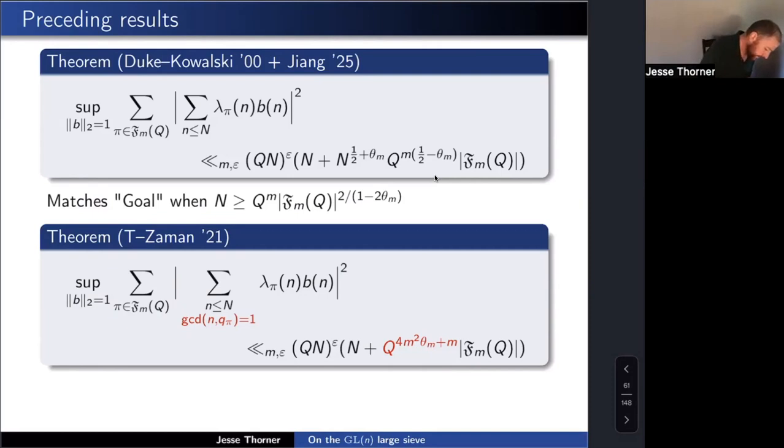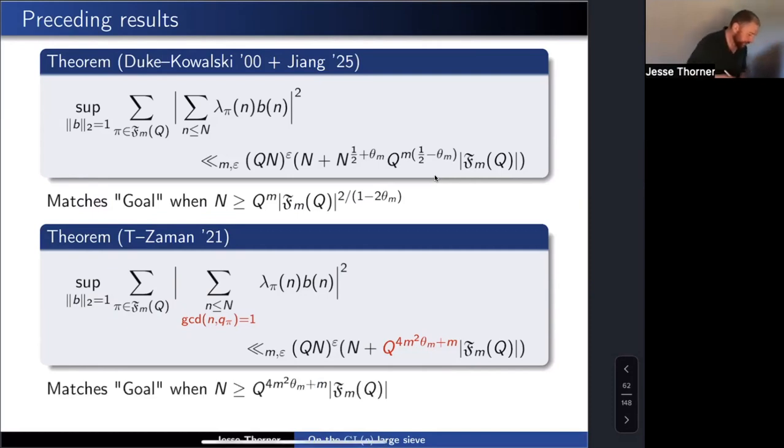Right? So for this second result, this matches our goal in this range, and it's tough to compare these ranges because I don't really know what theta m is. I expect it to be 0, and I don't really know how large the size of the truncated universal family is. I expect it to be q to the m plus 1, but it could be a bit larger.